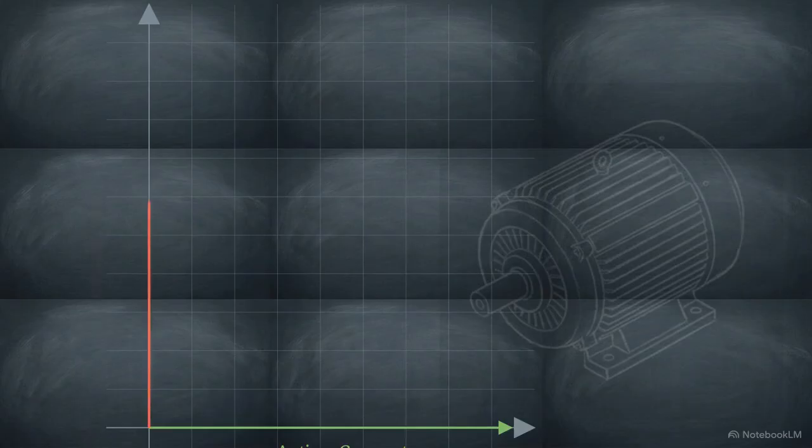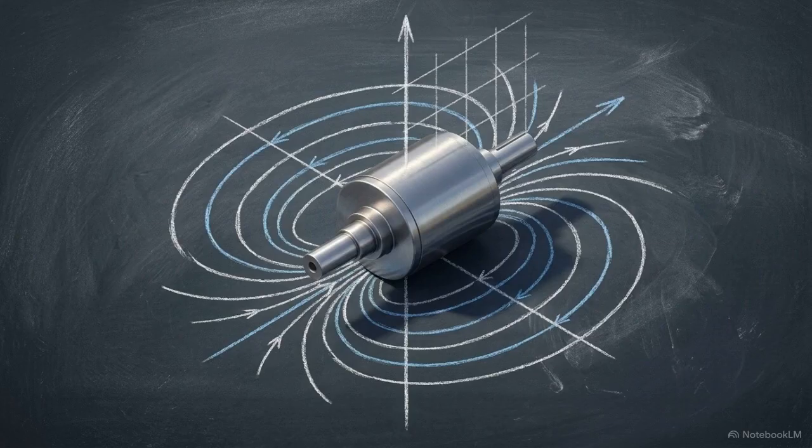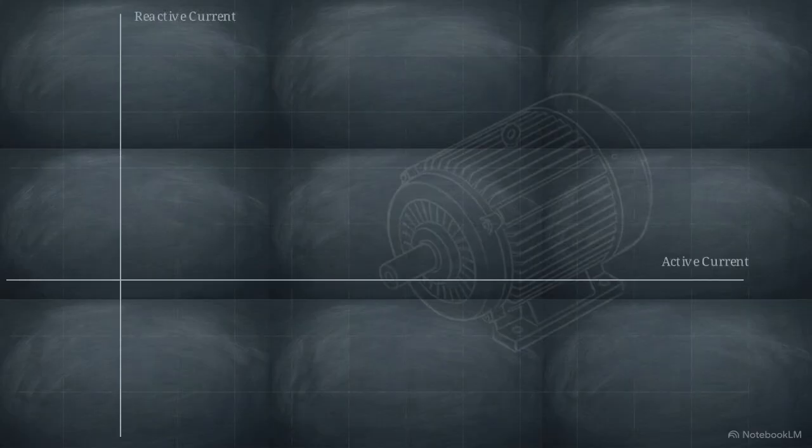We establish the foundation for our geometry using a Cartesian plane. We map the active, working current along the horizontal axis and the reactive, lagging current against the vertical axis. The first boundary condition plotted on this grid is the no-load magnetizing current. This is the baseline amperage required just to maintain the magnetic field and keep the empty rotor spinning, sitting close to the vertical axis. This coordinate system plots the second boundary condition directly alongside it.